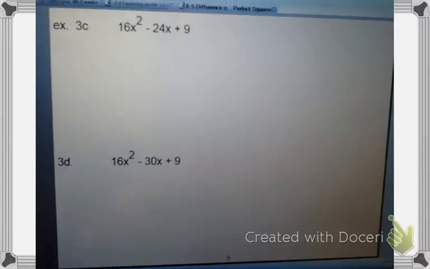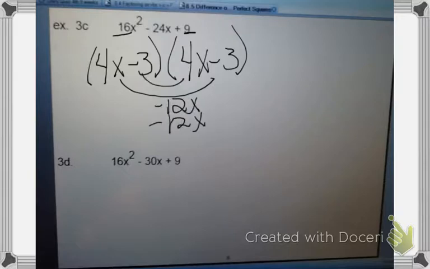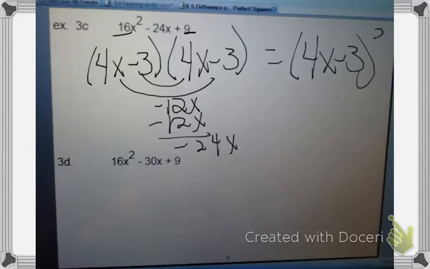Example 3c, I think it's a perfect square trinomial because my first term is a perfect square and my last term is a perfect square. You need to have your perfect squares memorized. So I'm going to try that route. The signs are the same, so that's 4x minus 3 times 4x minus 3. Check, that's a negative 12x. And a negative 12x is a negative 24x. That is my middle term, so it is a perfect square. If you want to write 4x minus 3 quantity squared, that's fine.